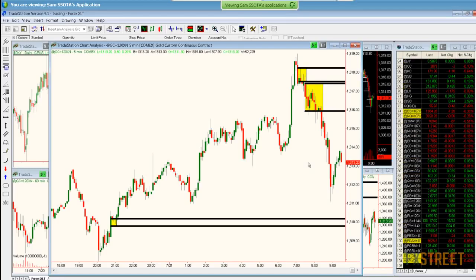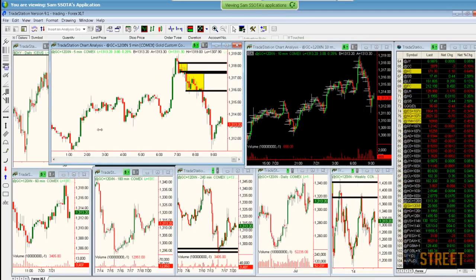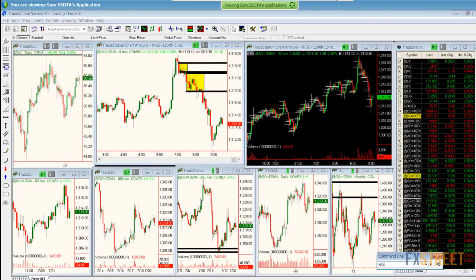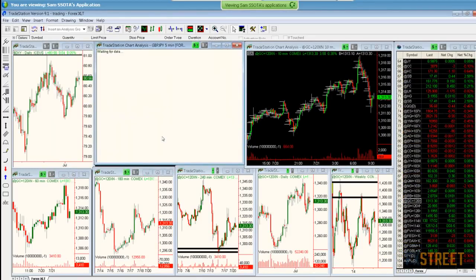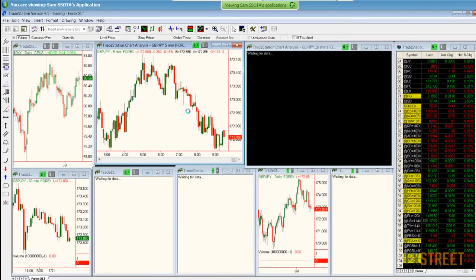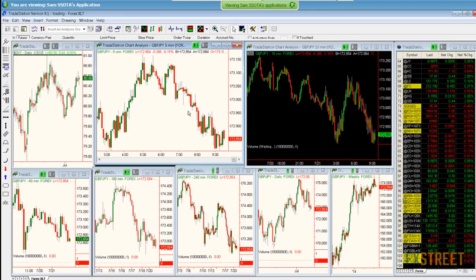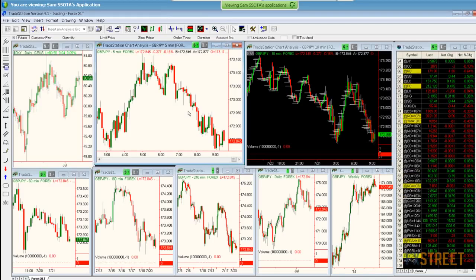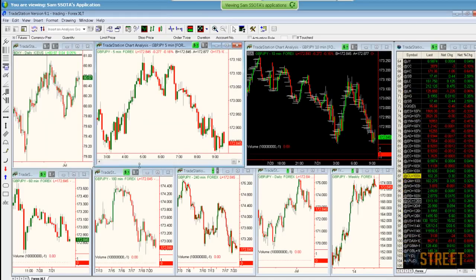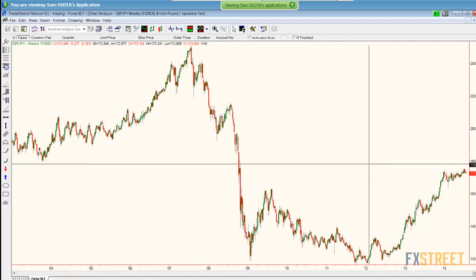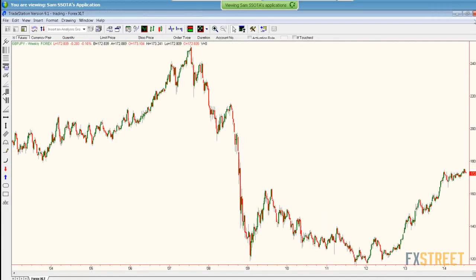All right, let's move on. Let's look at the pound yen. Okay, let's take a look. So the larger time frame is not showing us too much here. Let's go over to the daily.